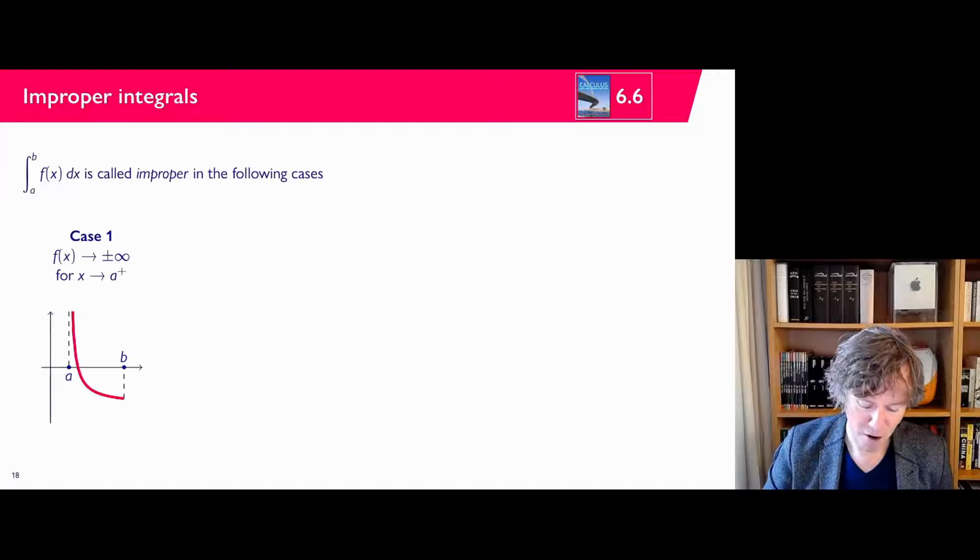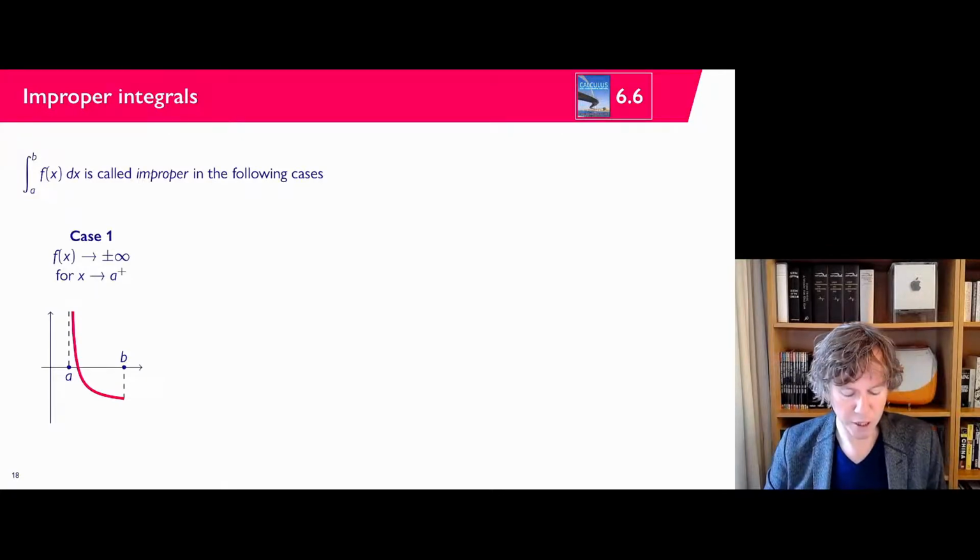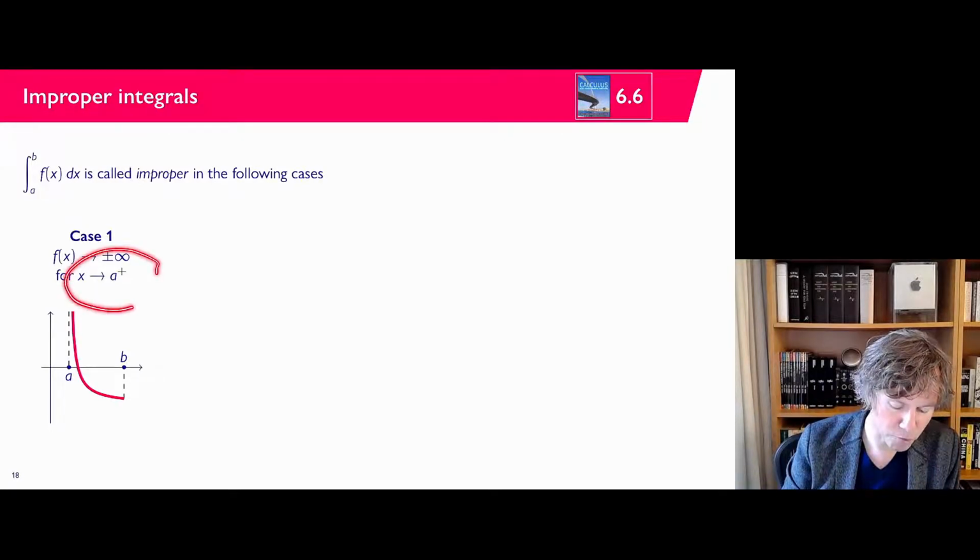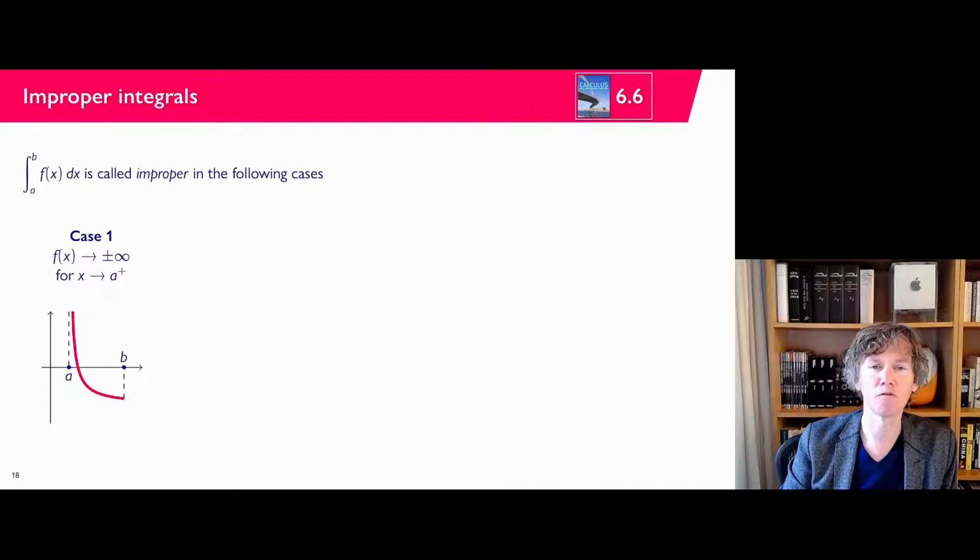So I have 5 cases. The first one is that at the left point of your integration interval, so for x going to a, but from the right, your function goes to plus infinity, as I have shown in this picture, or it could also go to minus infinity.